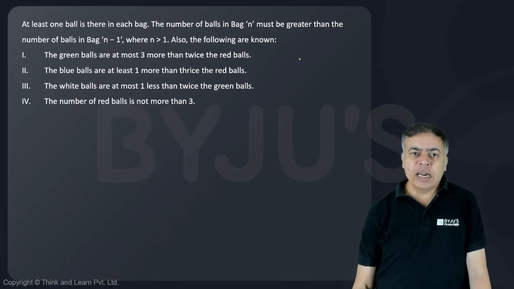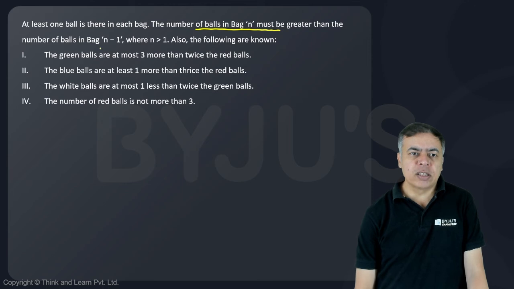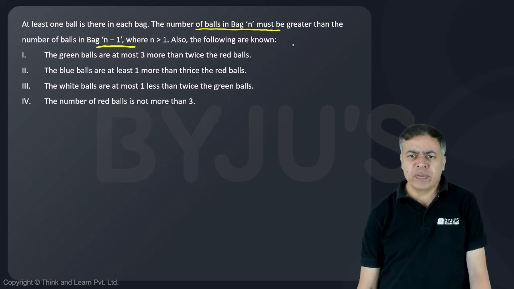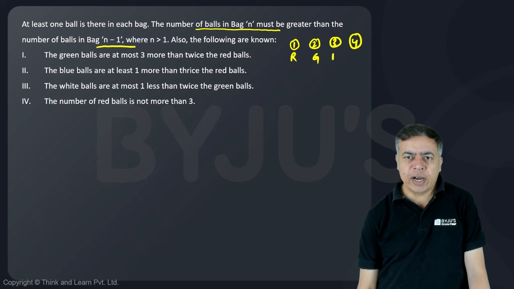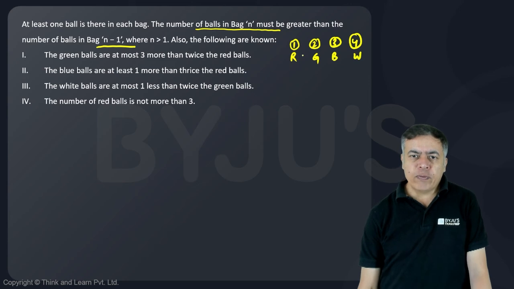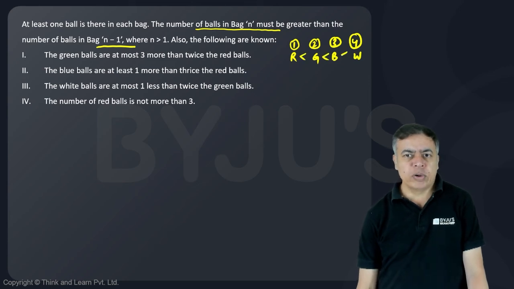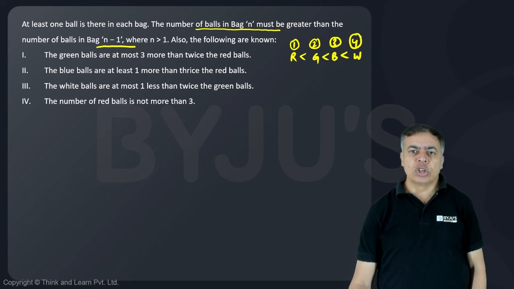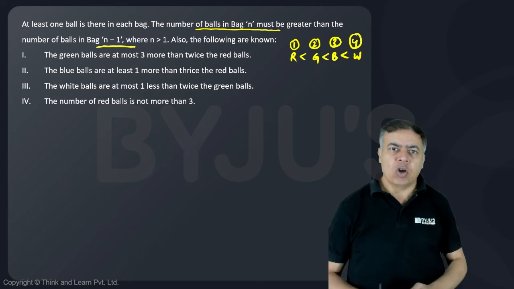So one thing that I know from here is that the number of balls in bag n must be greater than the number of balls in bag n minus 1. That means that should be in increasing order. So if, let's say, bag 1, 2, 3, 4 contain balls red, green, blue, white, then the number of red balls will be less than the number of green balls, less than the number of blue balls, less than the number of white balls. So this should be the order, right? This should be the order.